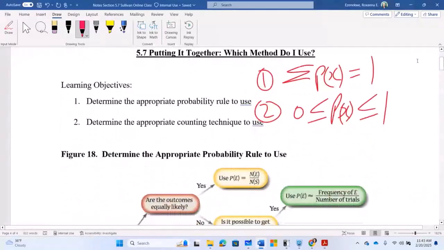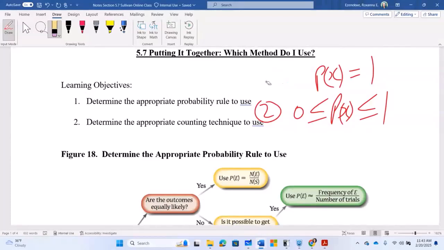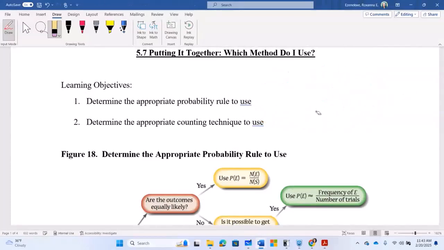Okay, putting it together. Which method do we use? This is probability. Which one do we use? Learning objectives for 5.7: determine the appropriate probability rule. There are so many rules to use. Determine which one you have to use.